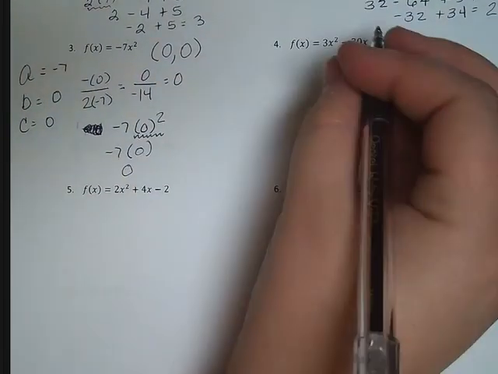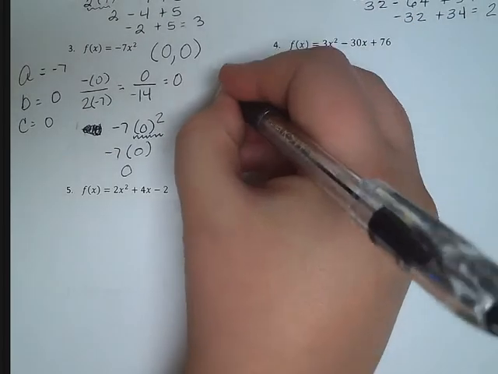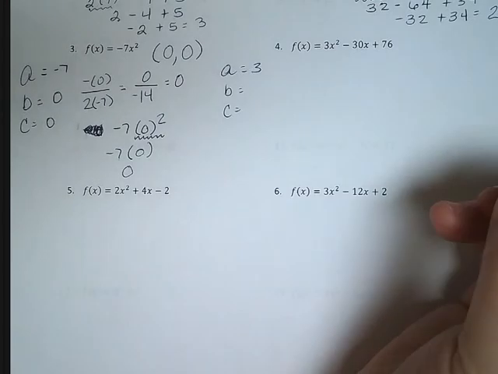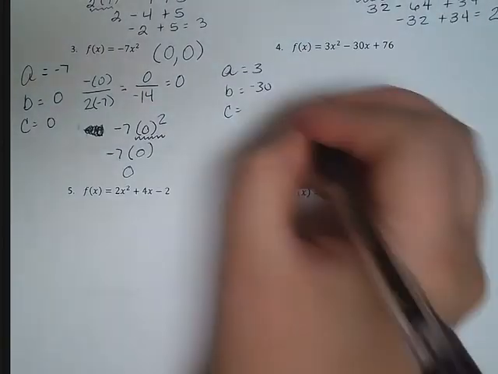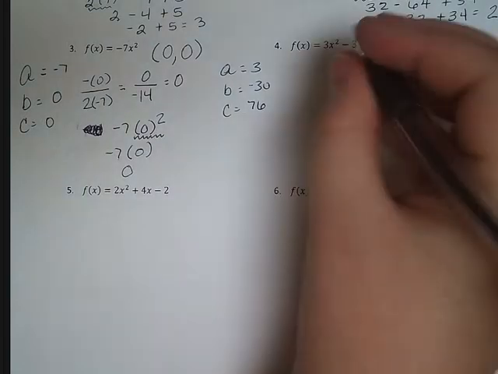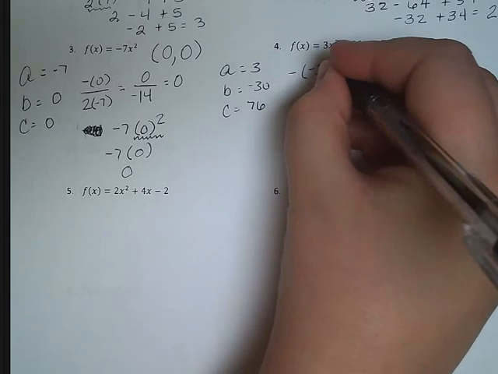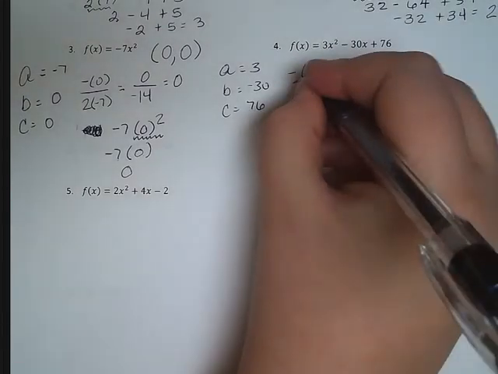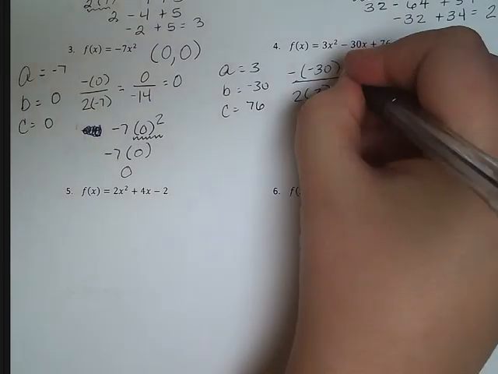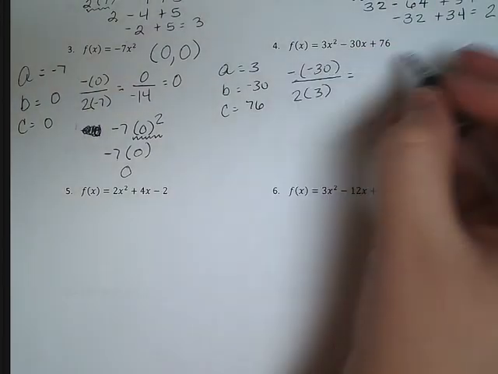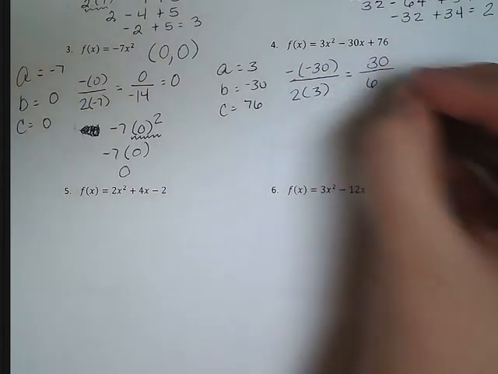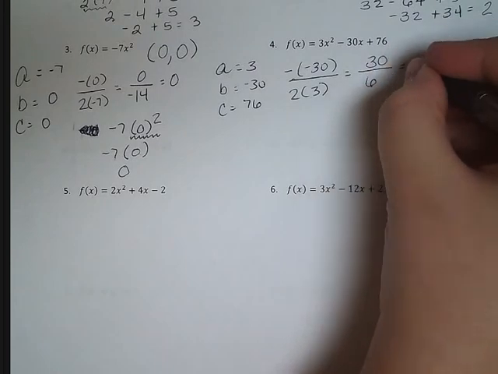Looking at number 4, identify your A, B, and C, where A is 3, B is negative 30, and C is 76. So we've got negative B over 2A. So the opposite of negative 30 is 30. 2 times 3 is 6. And 30 divided by 6 is 5.